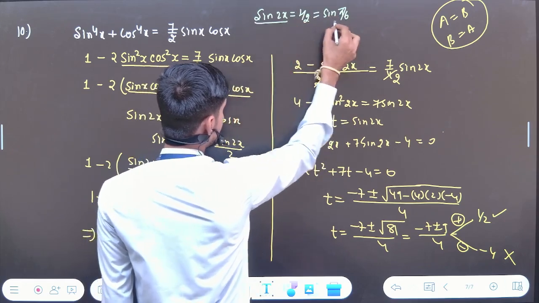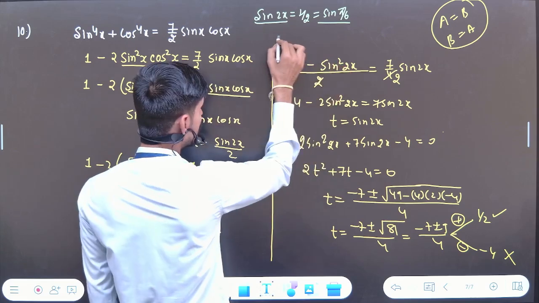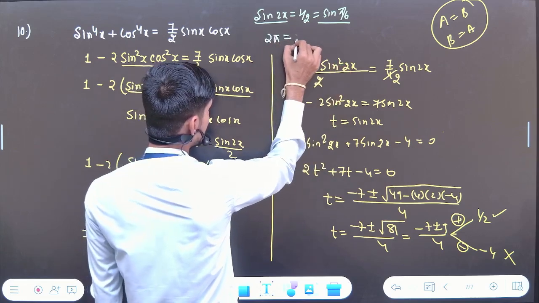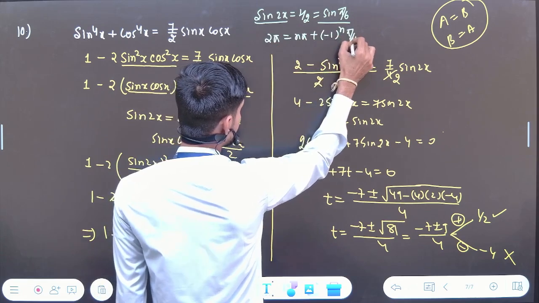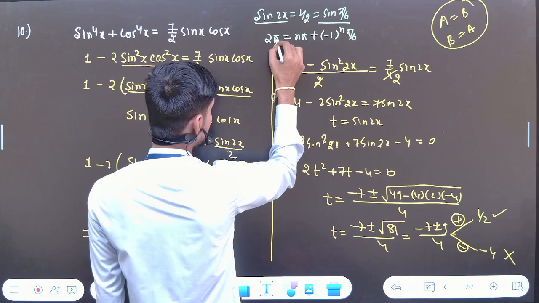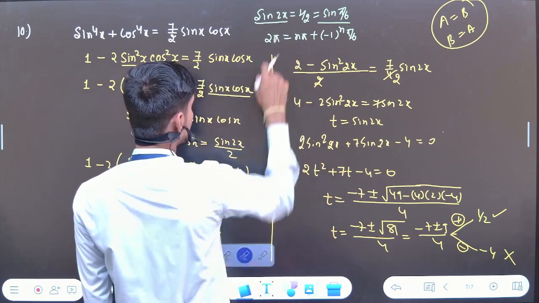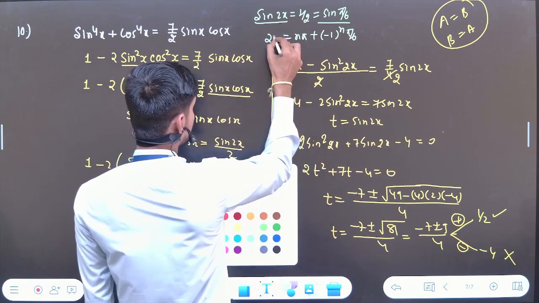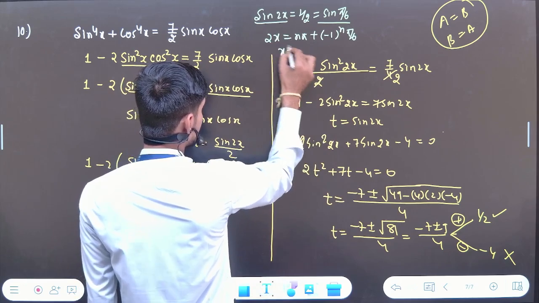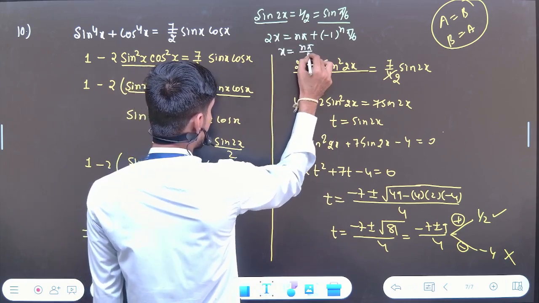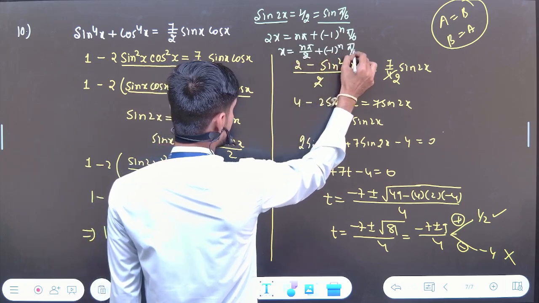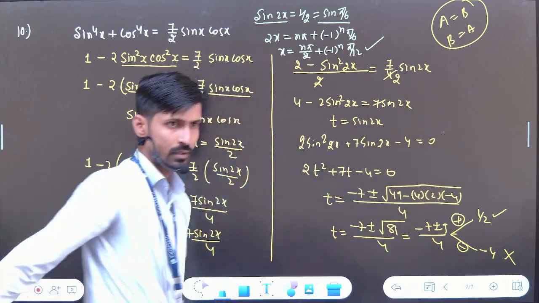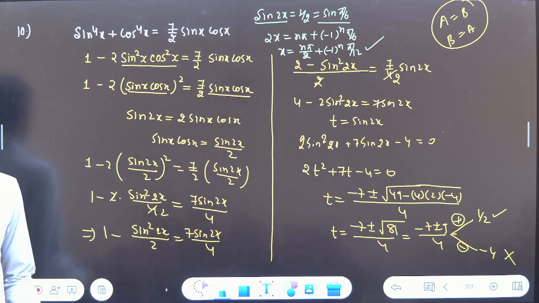So can you see, sin x equals sin alpha? This you will write 2x equals n pi plus minus 1 raised to n pi by 6. And 2 you will divide on this side because we want to find x, we don't want to find 2x. So x will be equal to n pi by 2 plus minus 1 raised to n pi by 12. Answer.